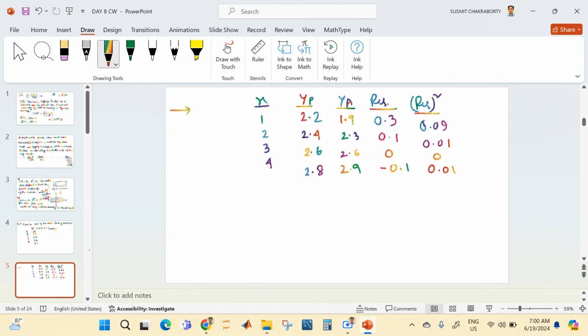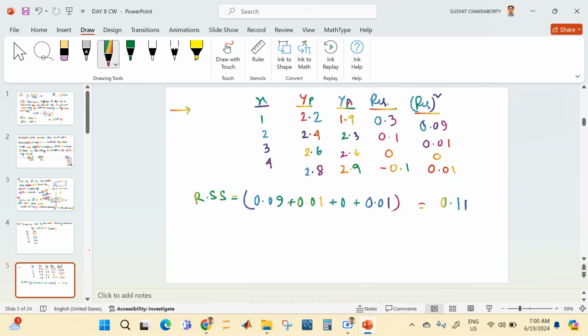From this table we can find the RSS, the residual sum of square. What is the residual sum of square? Just the sum of these: 0.09 plus 0.01 plus 0 plus 0.01. If we add, it will be 0.11. So this is the residual sum of square.